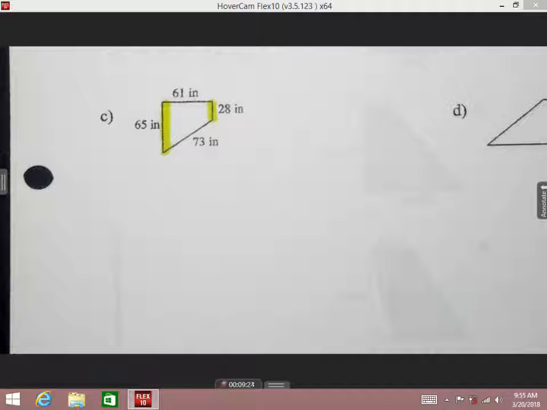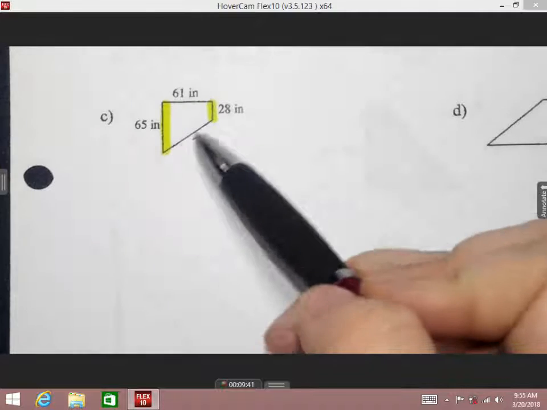Matthew? 73. Why 73? It's definitely connecting the two, isn't it?